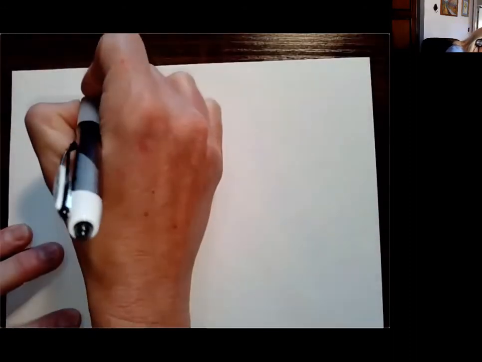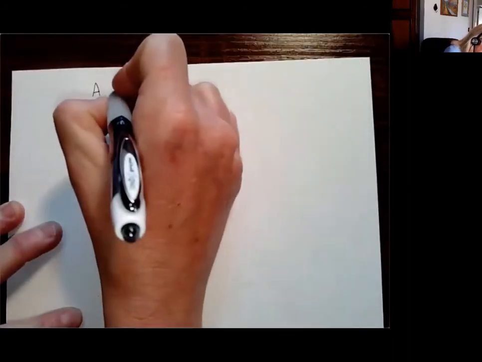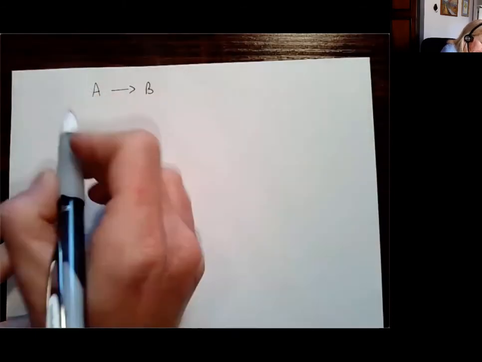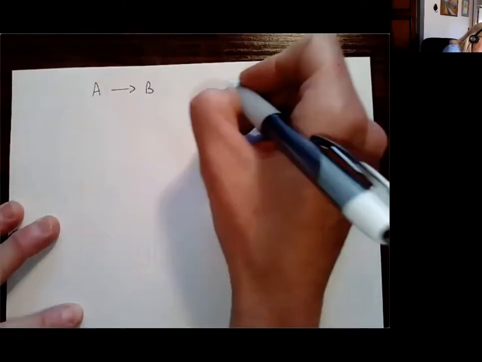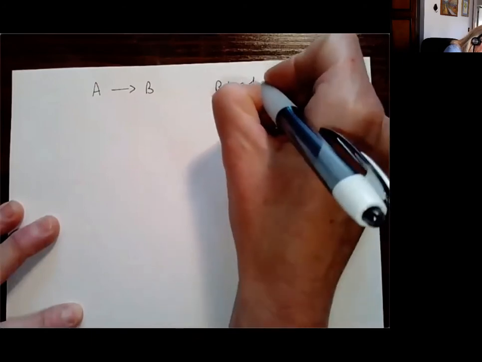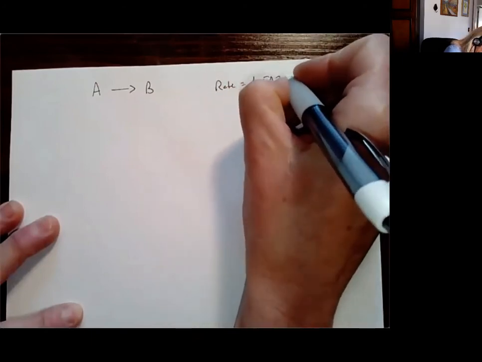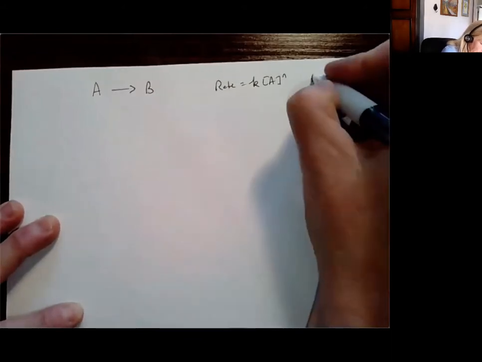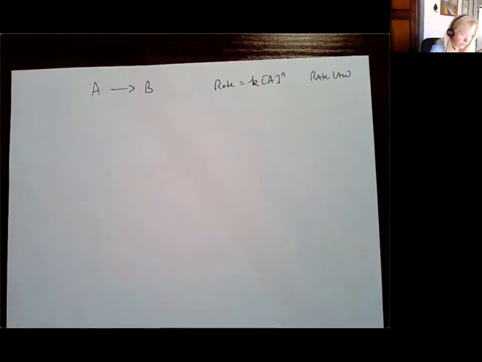So let's just say I have a very simple reaction where I have A going to B. So I just have 1 reactant going to a product. My rate here would be equal to k A to some reaction order. And B I'm going to leave out of my rate law. So very simple reaction, only 1 reactant.